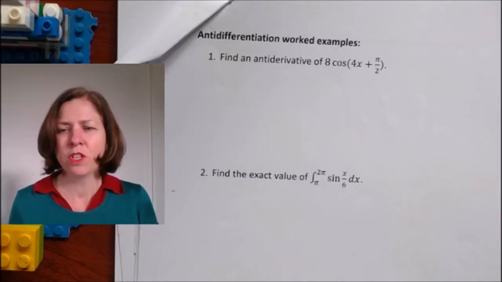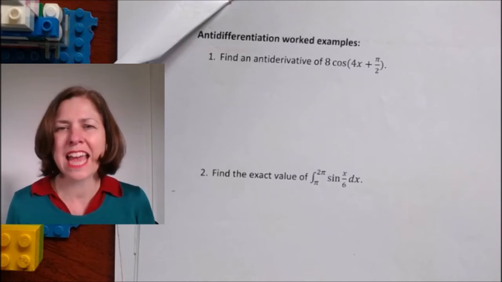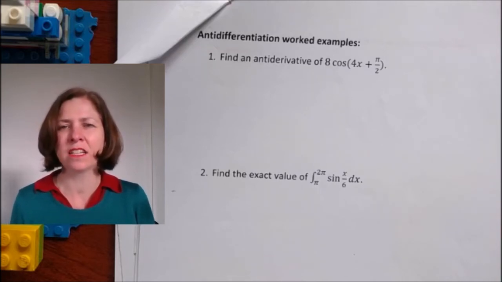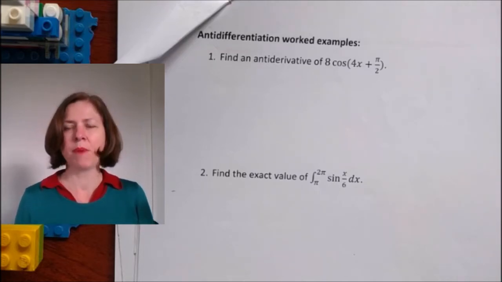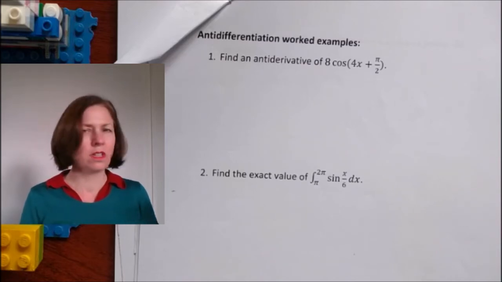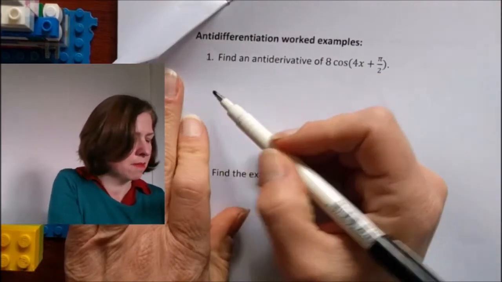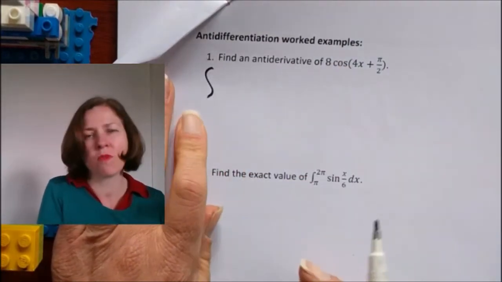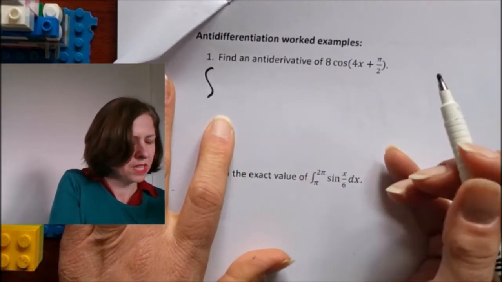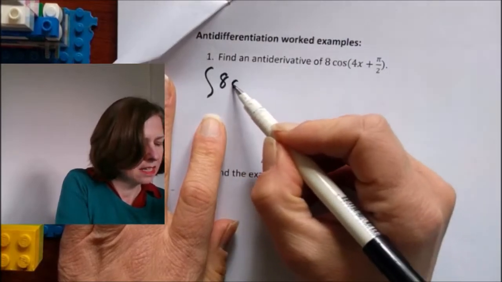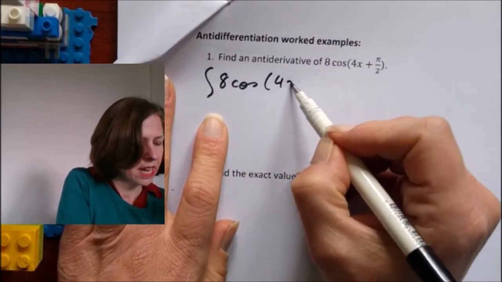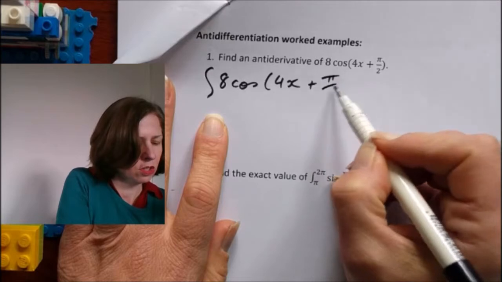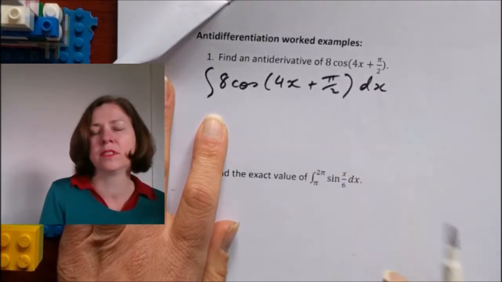So here's my first worked example. I need to find an antiderivative of 8 cos of 4x plus pi on 2. So let's just rewrite the question mathematically. Instead of find an antiderivative, I'm simply going to write down the integral symbol, 8 cos of 4x plus pi on 2 dx.